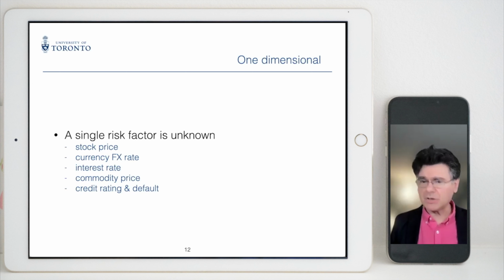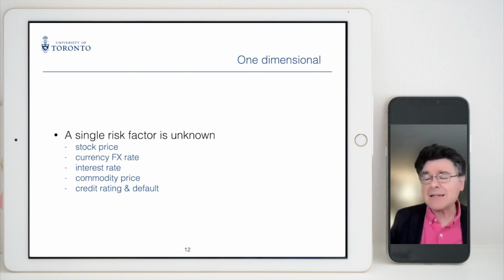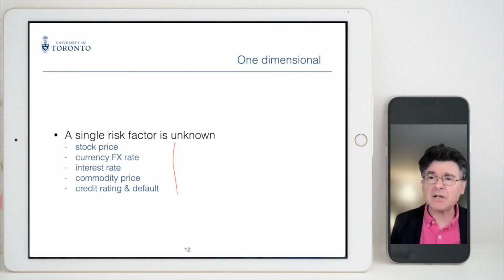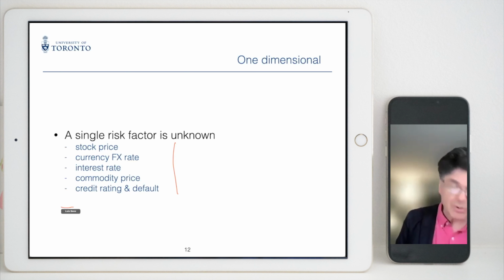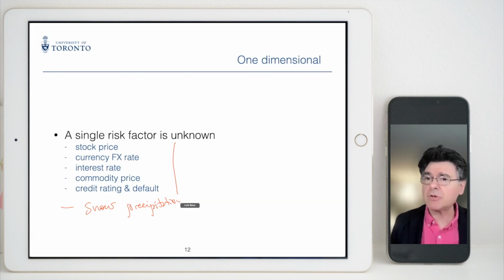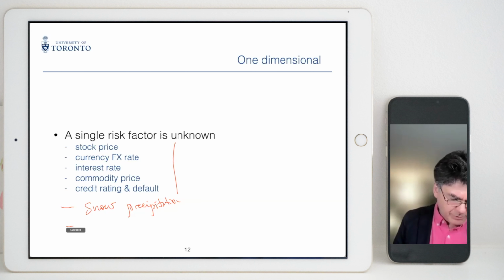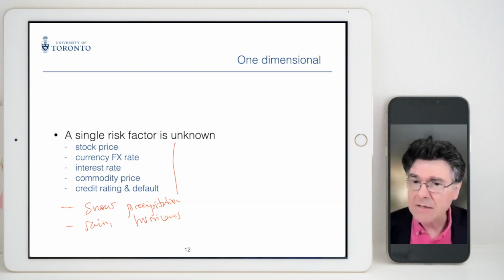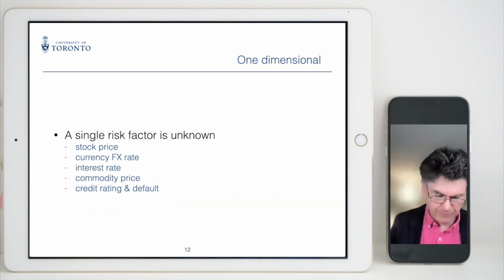So when we look at one-dimensional scenarios, we have a single risk factor which is unknown. It's a stock price, a currency price, an interest rate, commodity price, credit rating and default, or many other things. Like, for example, in the case of the snow fund, no precipitation was a risk factor. So it could be rain, it could be hurricanes. All of these are single risk factors, if this is what your portfolio depends on.